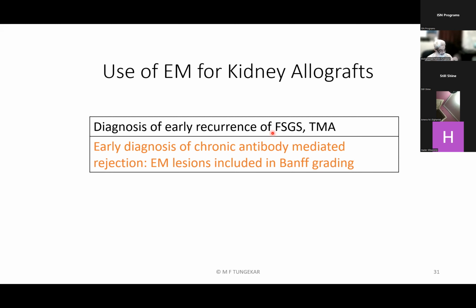For the last 10-15 years, it has been known that in chronic antibody-mediated rejection, the earliest lesions appear on EM at least 2 years before the light microscopic lesion. The light microscopic diagnosis, transplant glomerulopathy, and other lesions are very easy, but they can be identified only late. Electron microscopy identifies these lesions much earlier.